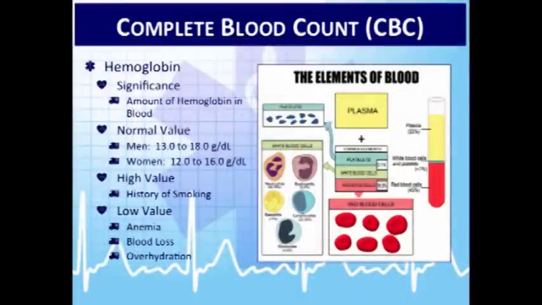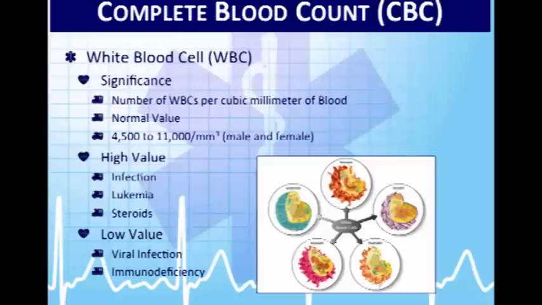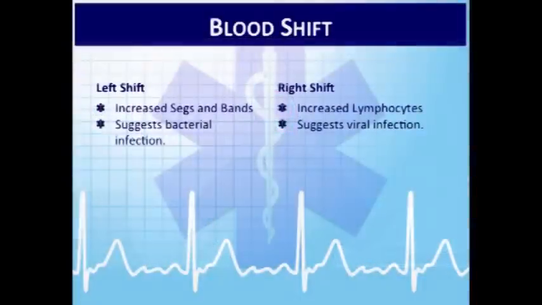We talked about the differential, the breakdown of the white blood cell count. You've probably heard that term before. I think I explained it in a way that is easy to remember, the idea of a left shift versus a right shift. A left shift of the immature white blood cells indicates a bacterial infection. A right shift indicates oftentimes a viral infection.